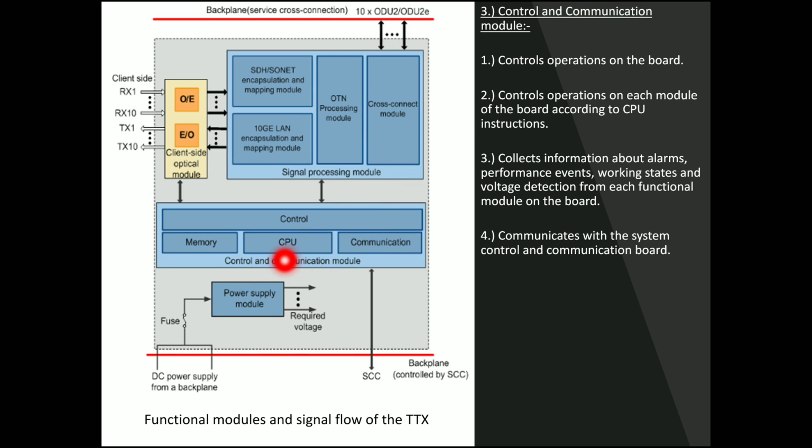So we are moving to the control and communication module. Control operation on the board, these functions are performed by the control and communication module. Control operates on each module of the board according to the CPU instruction. These collect information about alarm, performance events, working state, and voltage detection from each function module on the board. Communication with the system control and communication board. So this control and communication module communicates with the client-side optical module, signal processing module, and, in the backplane, the system control and communication module.